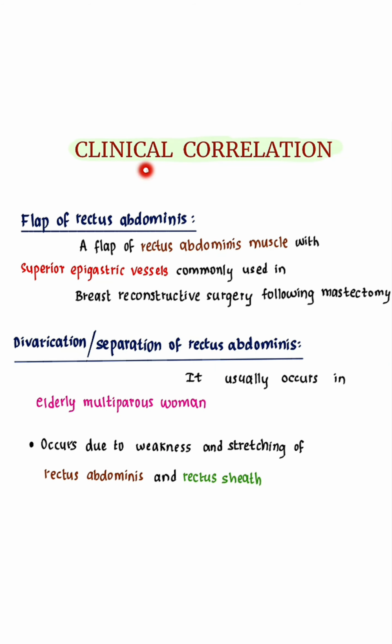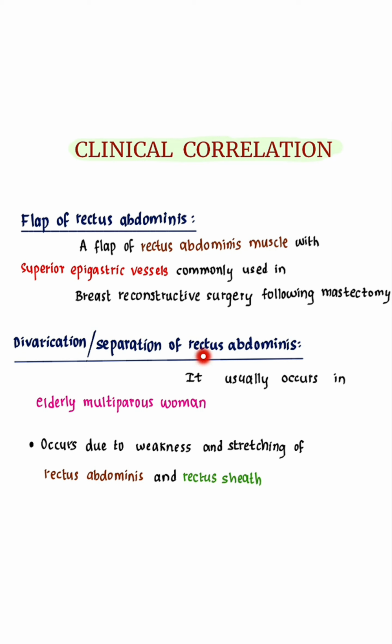Now let's see about clinical correlation. Flap of rectus abdominis. A flap of rectus abdominis muscle with superior epigastric vessels is commonly used in breast reconstructive surgeries following mastectomy. Mastectomy is the surgical procedure which involves removal of the breast.